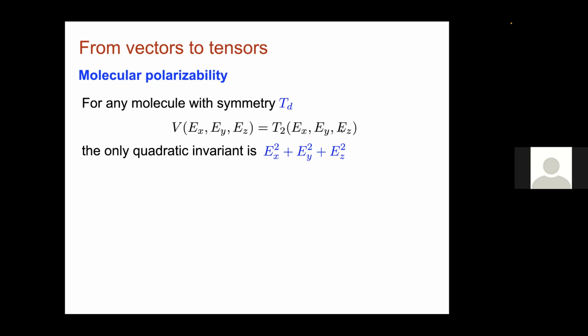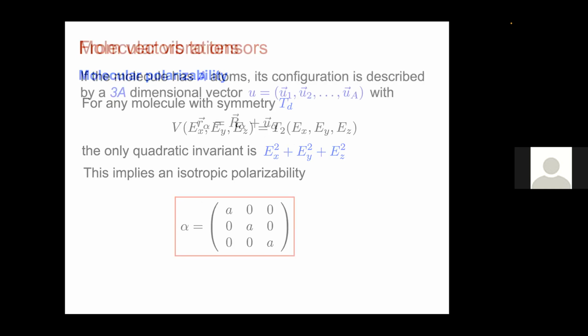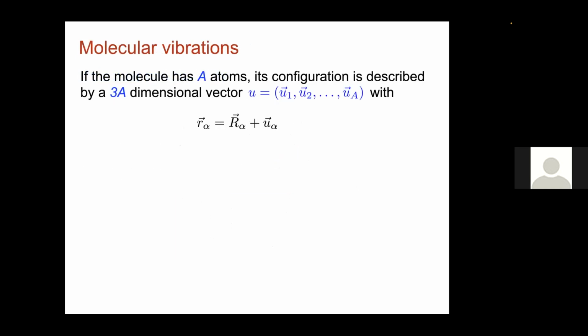And the only quadratic invariant is this. In this case, there is only one quadratic invariant. So this means that the polarizability is isotropic, okay? Again, if you do this by hand, you have to do a lot of commutators. Here it is obvious, okay? This will be very important when we consider the Raman effect, the rotational Raman effect next time, okay? Well, so now let's go to molecular vibrations.